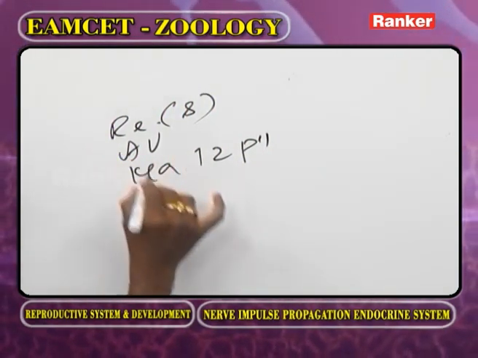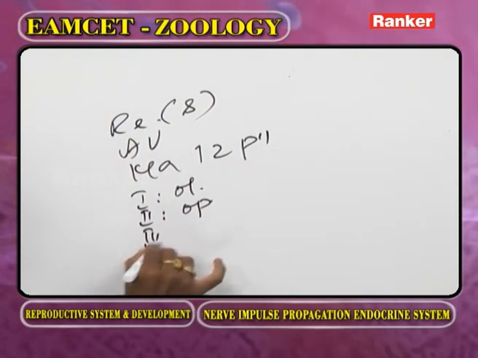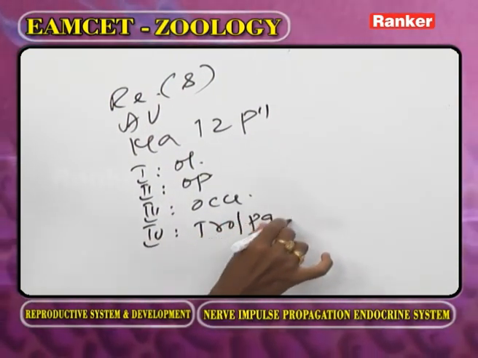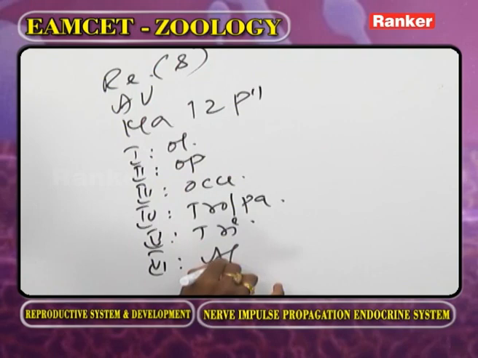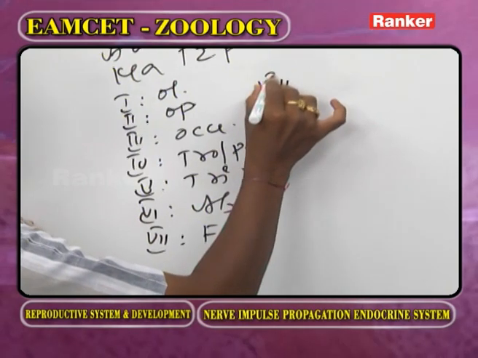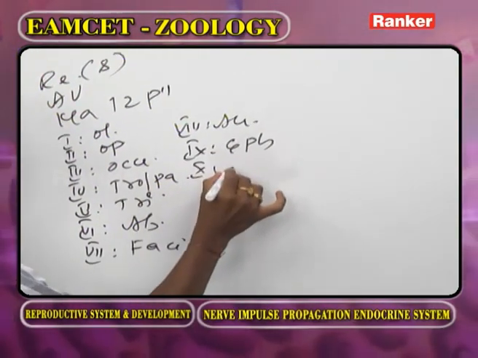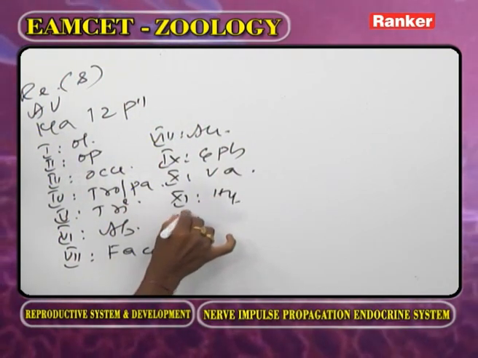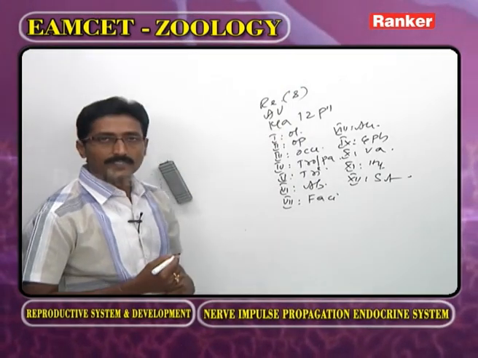Now, the first one we call the olfactory, the second one optic, the third one oculomotor, the fourth one trochlear or pathetic, the fifth one trigeminal, the sixth one abducens, the seventh one facial, the eighth one auditory, the ninth one glossopharyngeal, the tenth one vagus, the eleventh one hypoglossal, and the twelfth one spinal accessory. Now, these are the 12 pairs of cranial nerves.